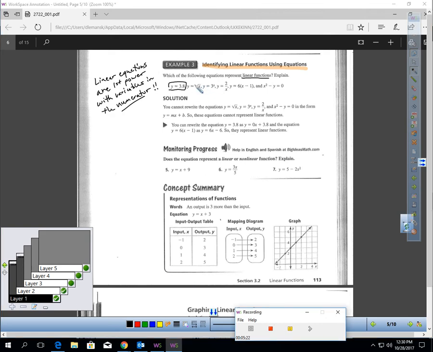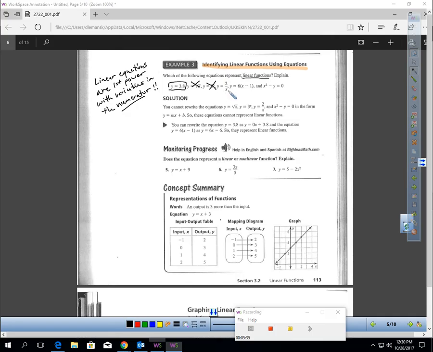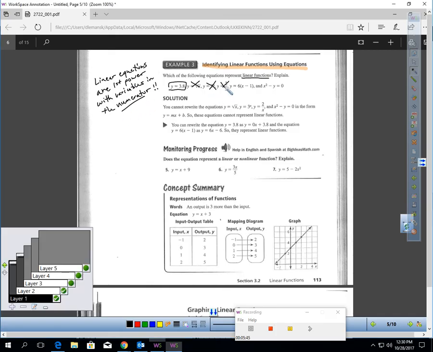Radicals are not first power, so it's breaking this rule. So this is not a function. This is not first power. This is x power. That's not a function. You notice how I have a variable in the denominator. I need to have an equation with all my variables in the numerator. That's not linear.